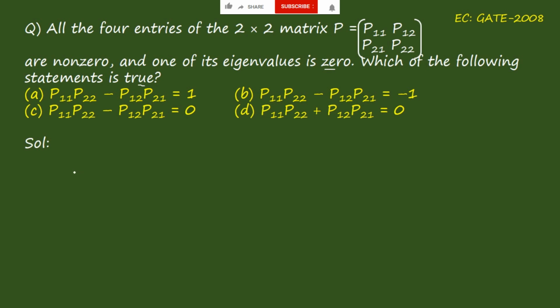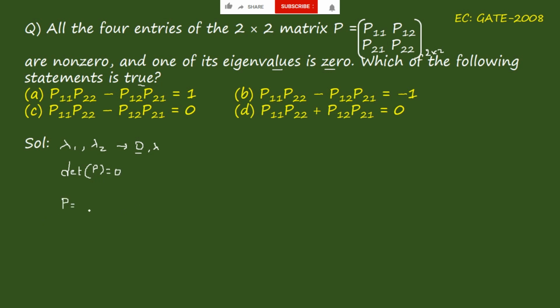Now they are saying that one of the eigenvalues is 0. If you consider lambda 1 and lambda 2, as it is a 2 cross 2 matrix, we have 2 eigenvalues. Among these two, one would be 0 and the other would be some lambda value. Now one of the values is 0, so we can say that the determinant of matrix P is equal to 0.